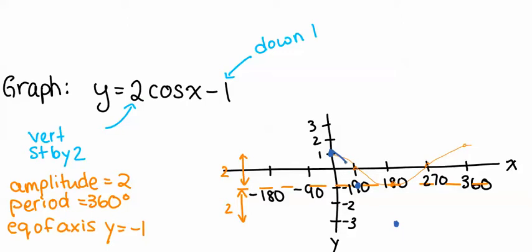So pretty much just from these 3 points right here, I can see exactly what's going to happen next. I can see my next value is going to be here, and then I'm going to go back up at 1. So that's going to be one period of my cosine graph, and if I want to extend it the other way, I know it's going to go that way. So that's my transformed function. It's got amplitude of 2, equation of axis at y = -1, and it still has the same period.